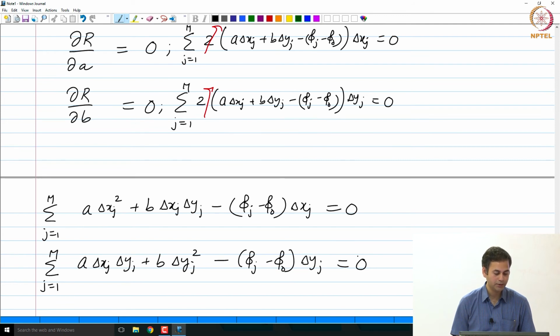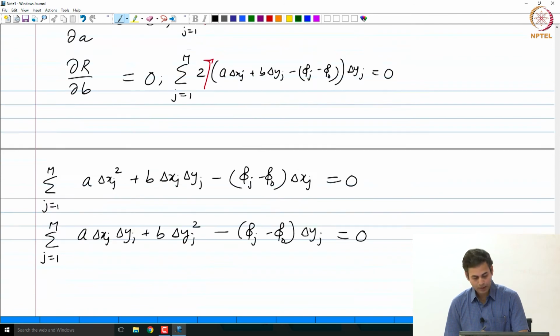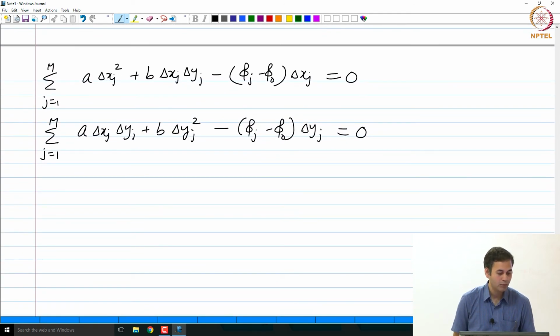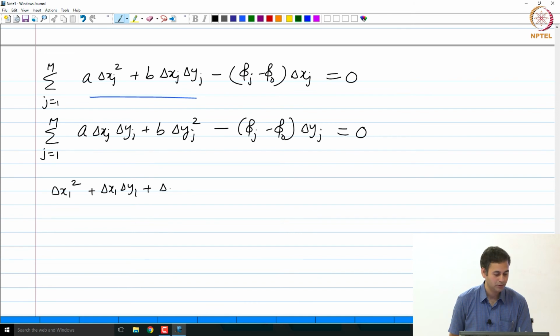Now, can I try to write this in a matrix form? I can. So, we have these terms. If you look at the first equation, these terms look like delta x 1 square plus delta x 1 delta y 1, and then delta x 2 square, delta x 2 delta y 2, and so on. That is what we would get.